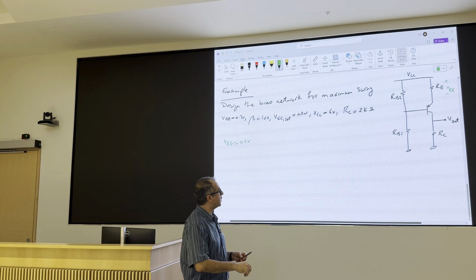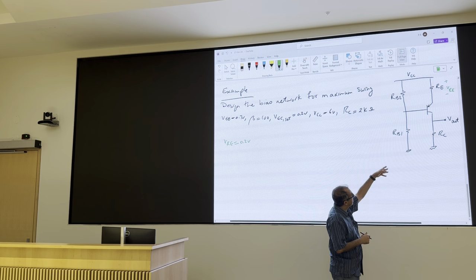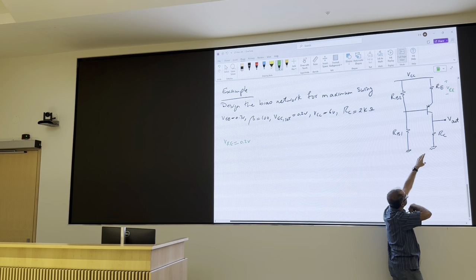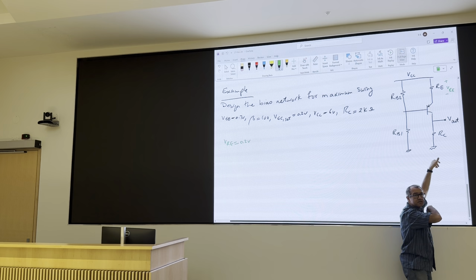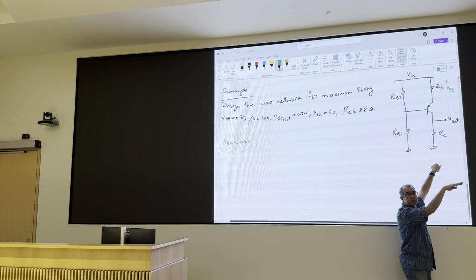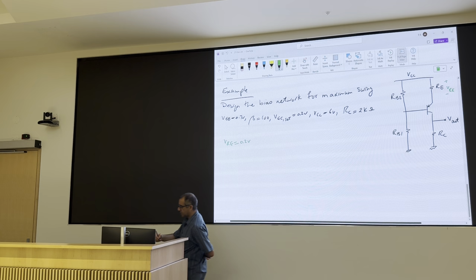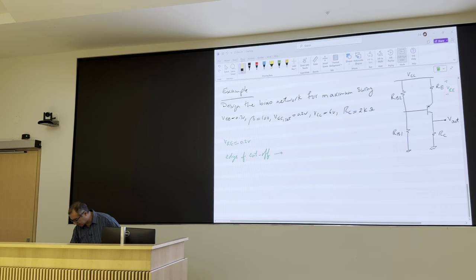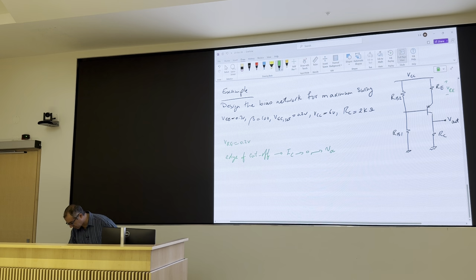What else is going to limit my swing here, Vout? Well, if IC goes to 0, if the device is in the active region, I'm getting closer and closer to cutoff region. What is the voltage at the output as IC goes to 0? It's going to get closer and closer to 0 volts. So I'm going to have a limit at 0 volts when IC is approaching 0. So at the edge of cutoff, Vout is 0 because IC is 0, and therefore Vout approaches 0. Okay, so that's one limit.